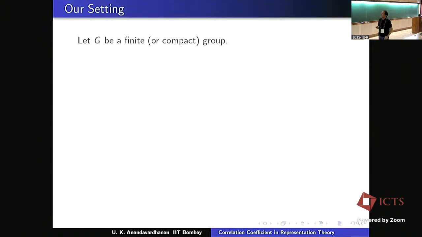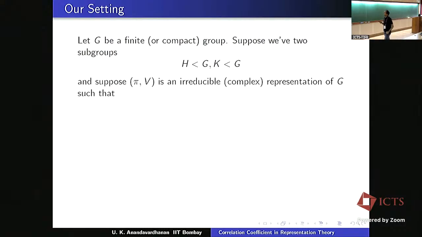So the setting is as follows. Let G be a finite group. It could be compact, but today it's only finite groups. And suppose we have two subgroups, let's call them H and K. So you have a big group G and two subgroups H and K. And you start with an irreducible representation of G. And this is the classical setting, complex representation. So you have a big group G and a complex representation of the group.